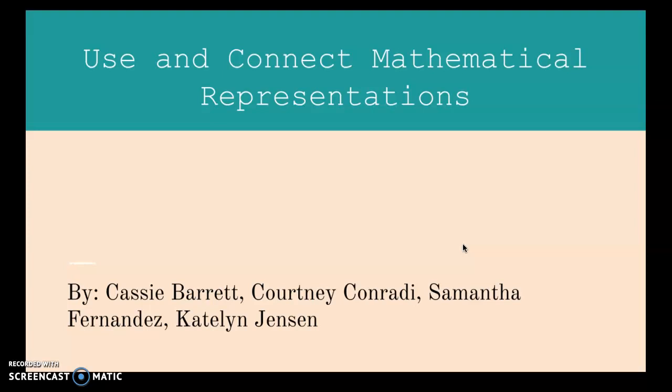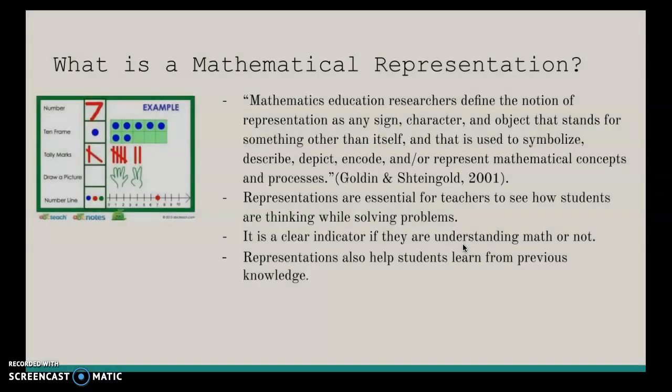Hi, my name is Samantha Fernandez, and our group was assigned to explain the use and connection of mathematical representation. Well, what is a mathematical representation, you ask?